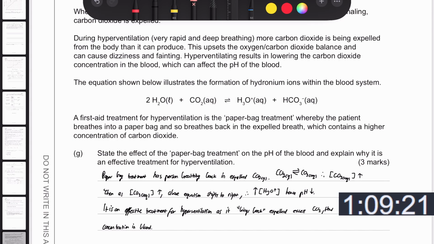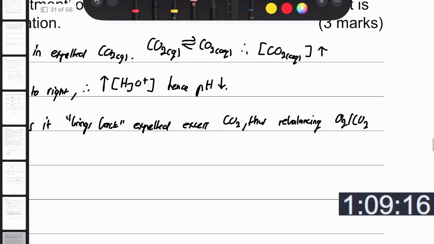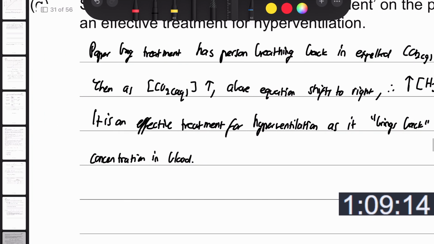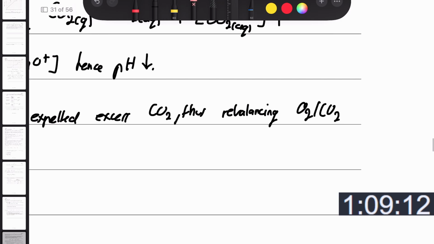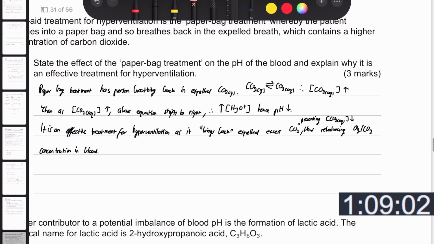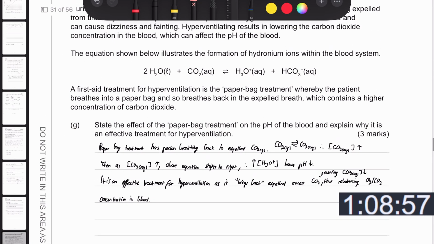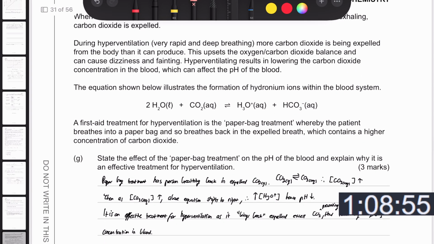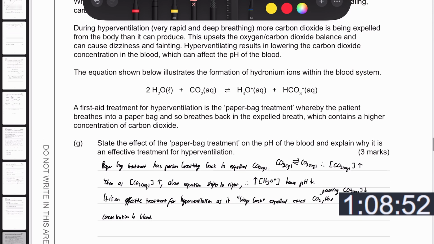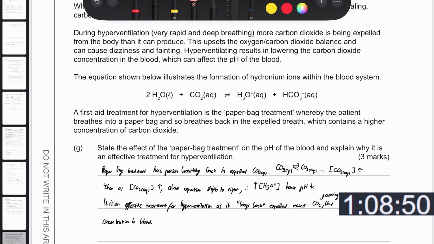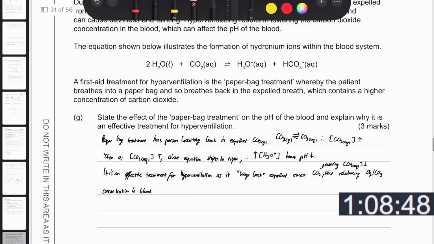Concentration in blood. Preventing CO2 aqueous decrease. Preventing decreasing the pH.